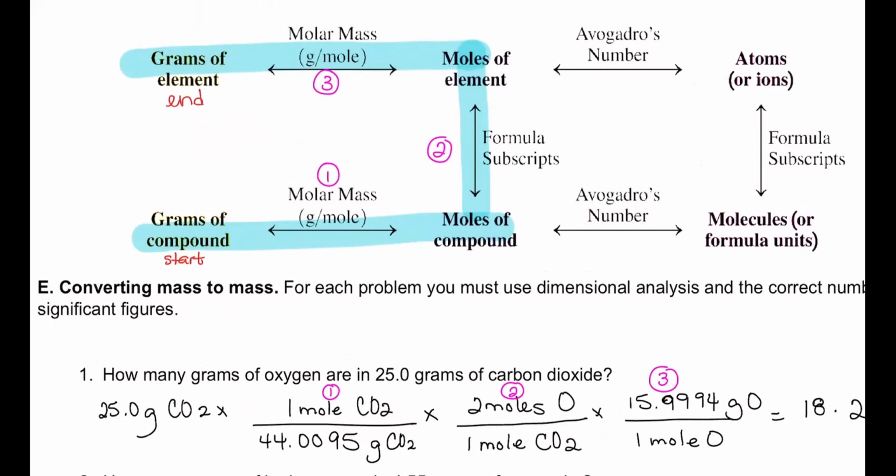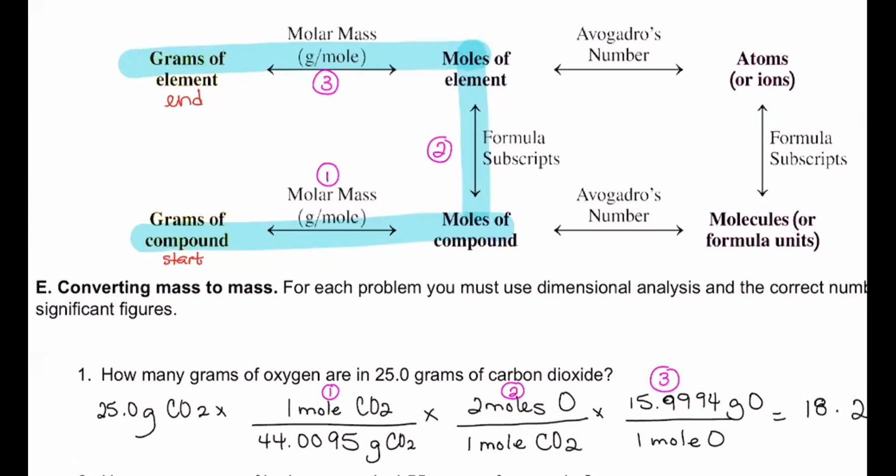When the problem guides you through this, or is asking you to do this, then you know that you need 3 pieces of the puzzle. You need the molar mass of your compound, you need the formula subscript, and lastly, you need the molar mass of the element that you're interested in. When you read the problems, the problem is going to guide you through that. You're going to get grams of the compound, and then you're going to be asked to get grams of an element. That's how you know these 3 steps.